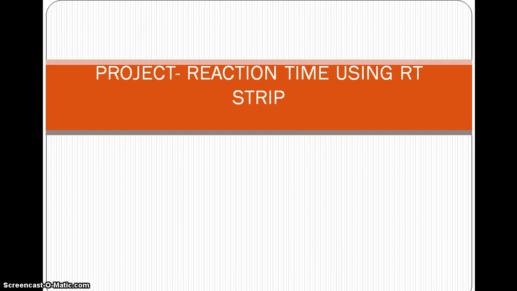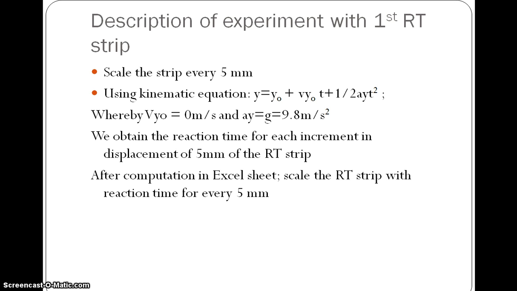This is my final project for the physics class, and it's a reaction time for human beings using a sample of 5 males and 5 females, and this is Ishrat Budu here. And we used material that the professor gave us, that is a small strip, and to do that we scale the strip with every 5 millimeter.